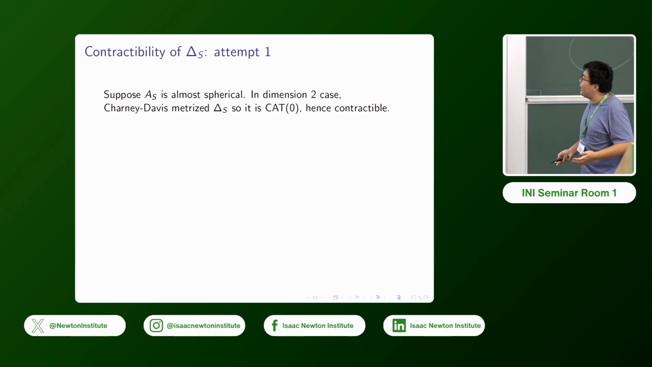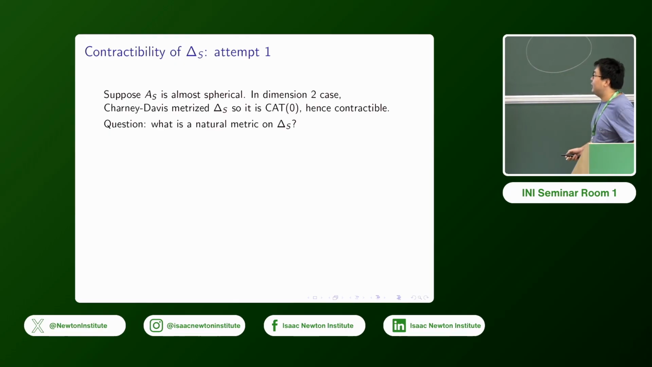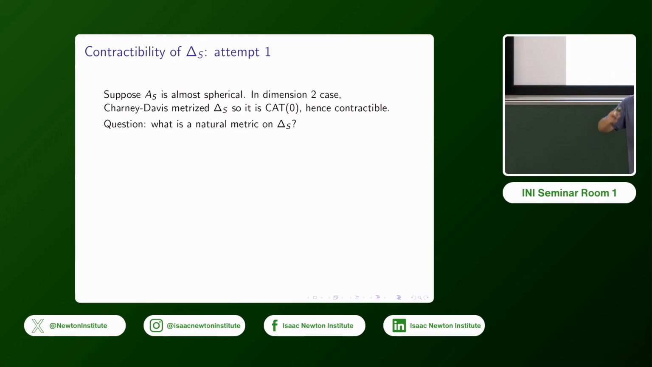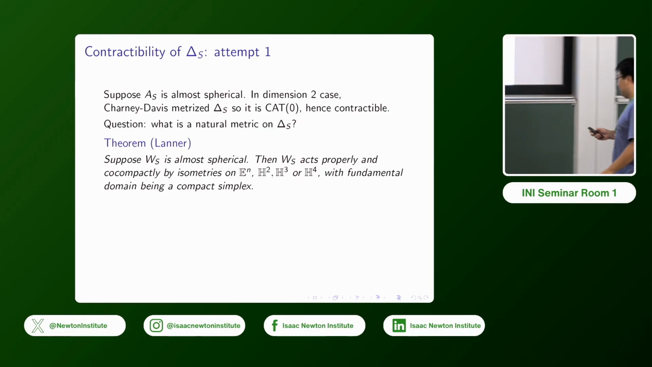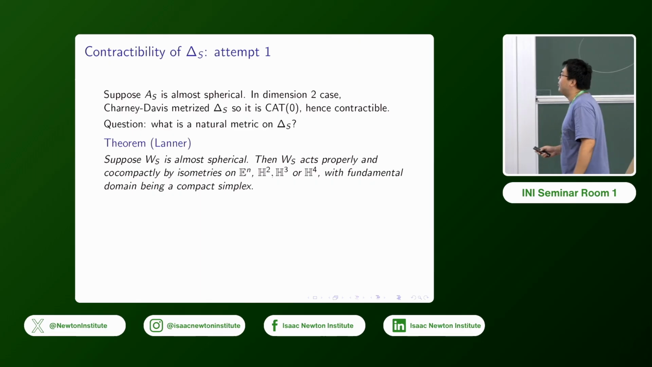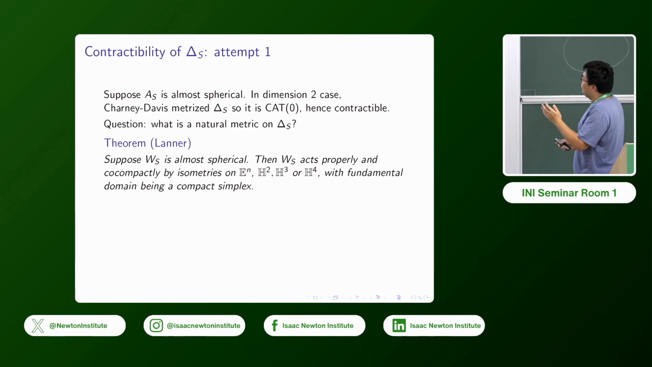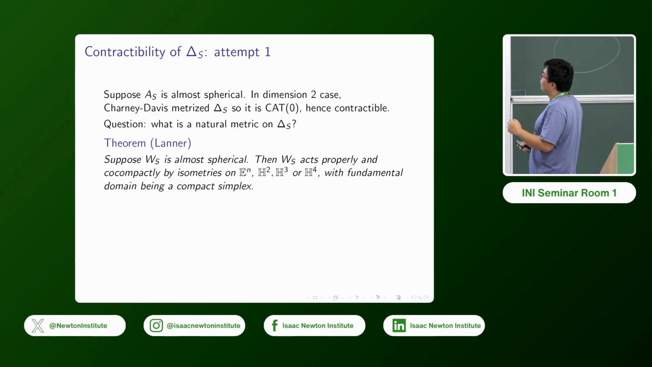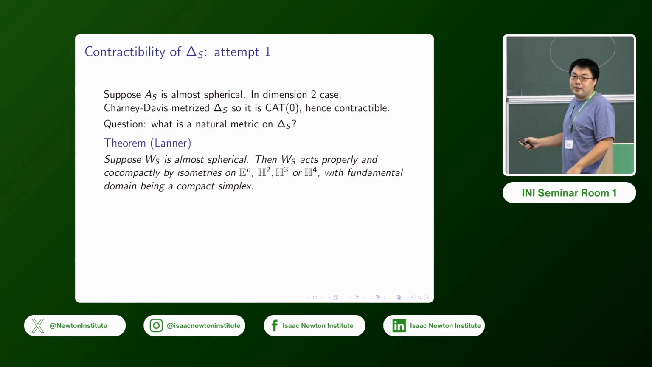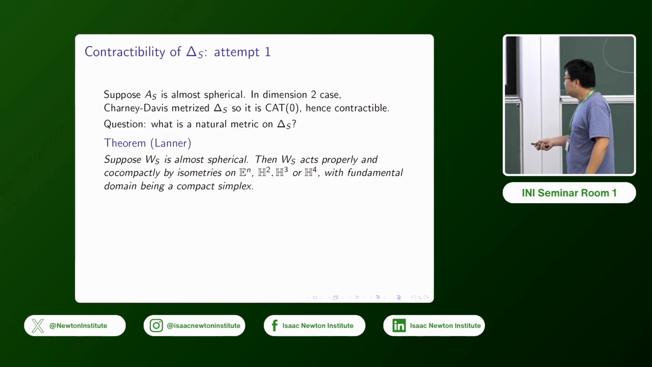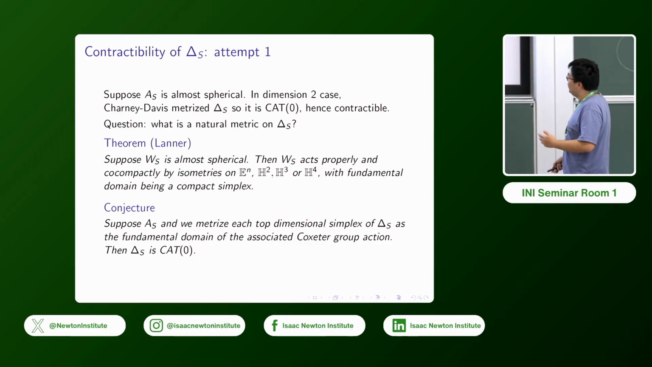It turns out there is a natural metric on the Artin complex. So what's the natural metric? To metrize the Artin complex, we know that the fundamental domain of the Artin complex is a single simplex. All I need to do is just metrize the single simplex, and then I use the group to translate it around. In order to metrize the fundamental domain, I'm going to use this theorem by Nanner in the 1950s. It says that if the Coxeter group is almost spherical, then there are not too many of them, and they act properly co-compactly by isometries on Euclidean space or on hyperbolic space up to dimension 4, with fundamental domain being a compact simplex. So now you see that you have a natural metric on your fundamental domain. You just metrize the fundamental domain of your Artin group with whatever shape you get over here. That's a natural metric on the Artin complex. And the conjecture would be that if we metrize the Artin group this way, then the Artin complex would be CAT(0).